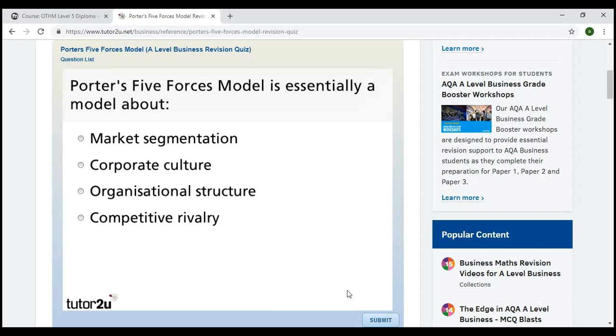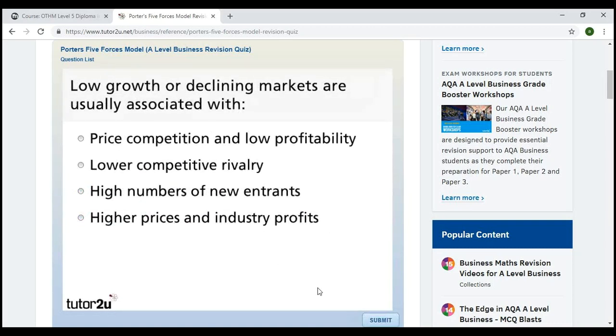Porter's Five Forces is essentially a model about what? It's competitive rivalry, not market segmentation. Okay, which option do we think? I think D. Maybe it's either A or D, but I think D. Okay, well done, correct, good. Low growth or declining markets are usually associated with what? Well, it's B, low competitive rivalry. That's it.